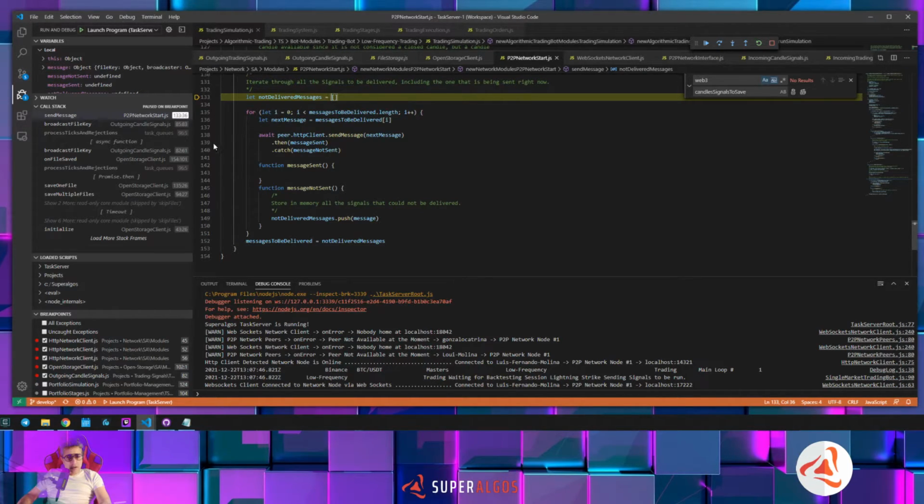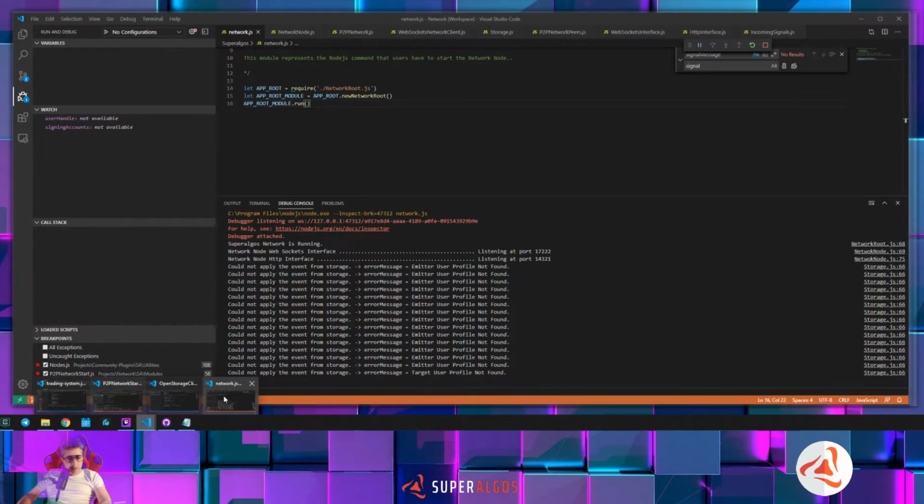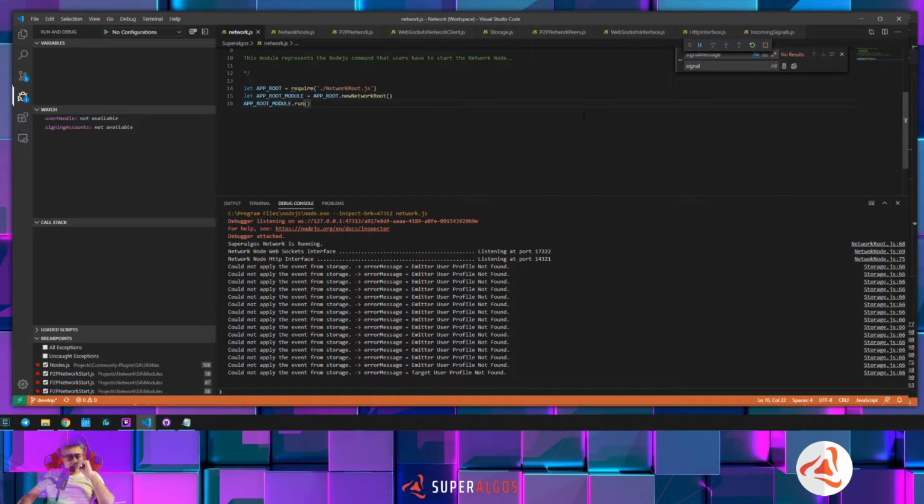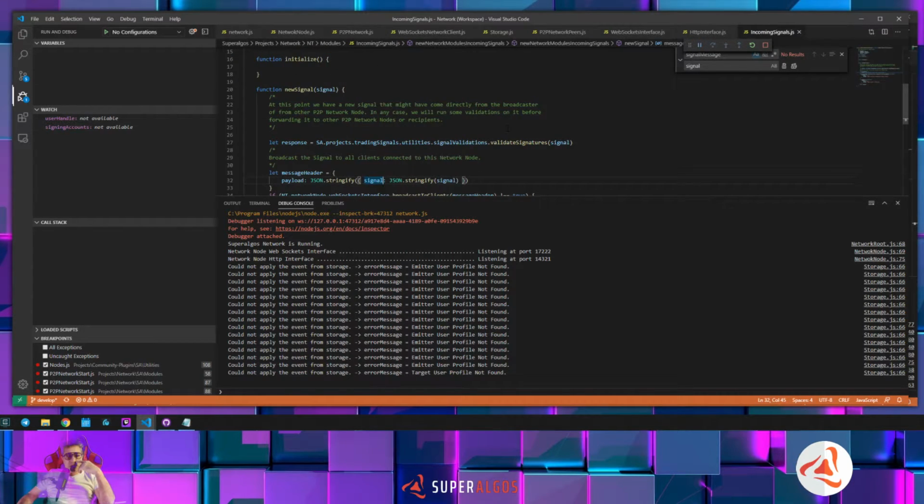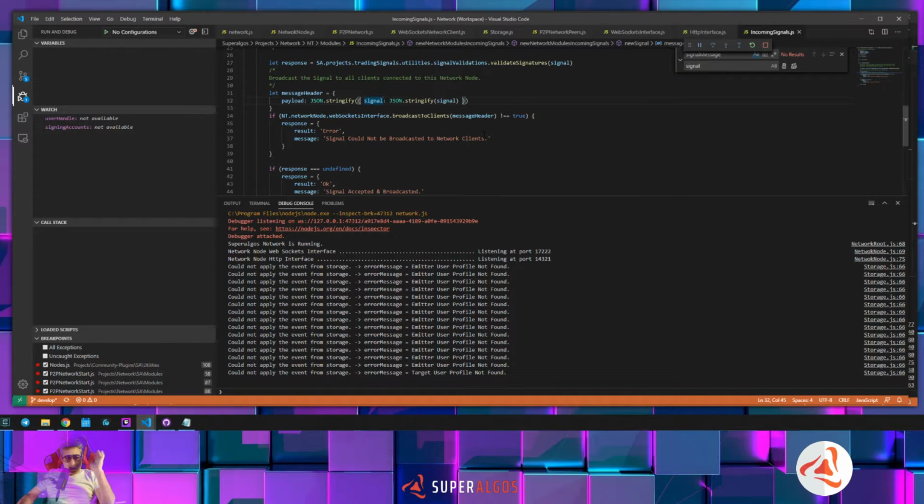Okay, we're not tracking this stuff because this was working. So I'm almost having this inside the network. We are going to get it here. Network node. We have a WebSocket interface, an HTTP interface, and incoming signals. So from here we didn't touch anything, in fact. So this should work pretty much fine, I would say.